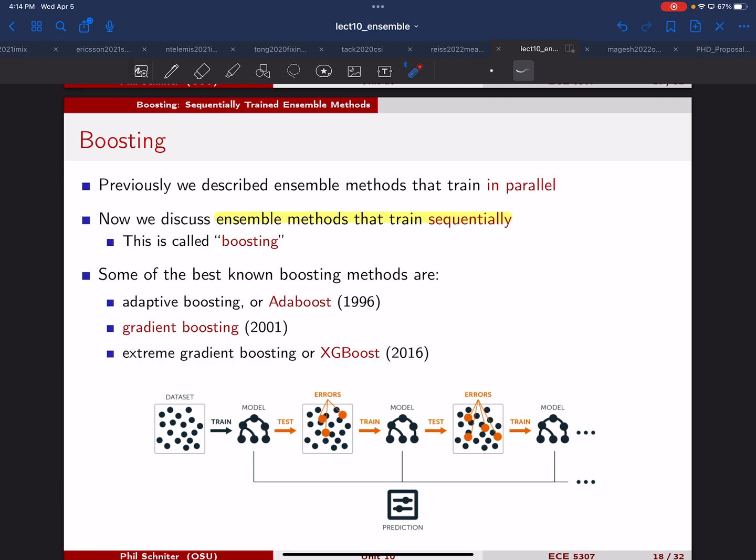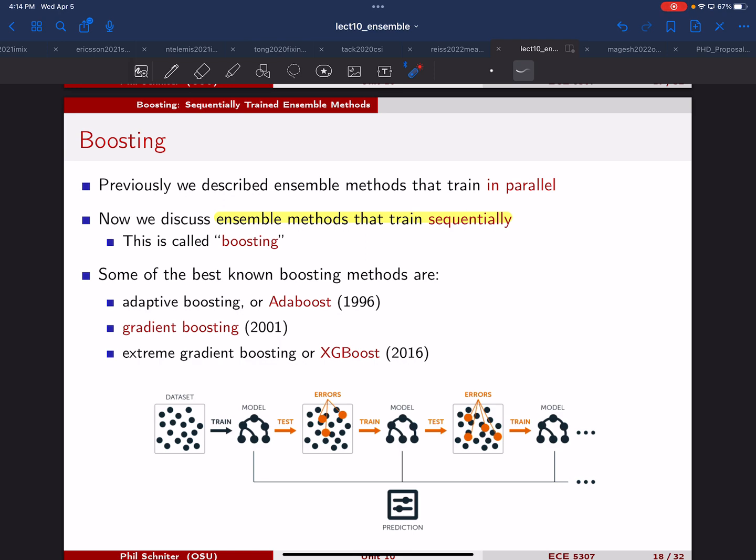At the end of the day, you get a sequence of different models, and you train them so that when you add them together, they're a really good model. So this is principally different in the sense that you have to train them one at a time based on the previous ones, and so it's a sequential method.